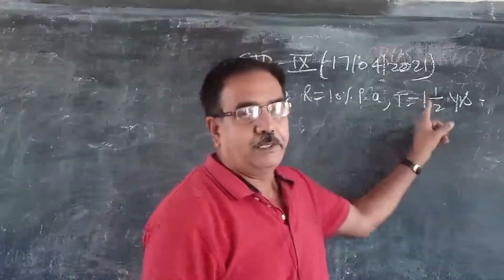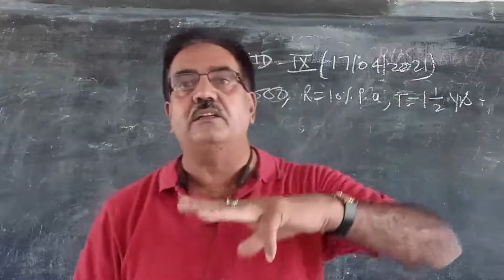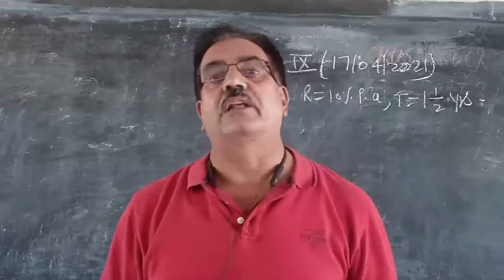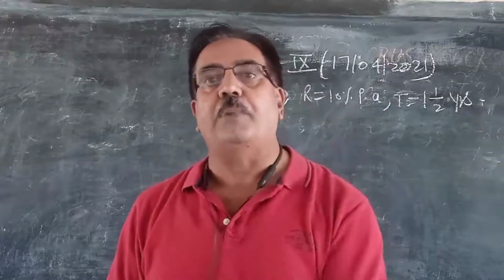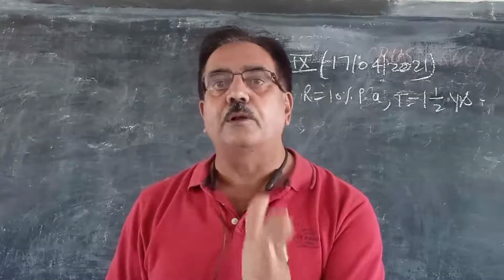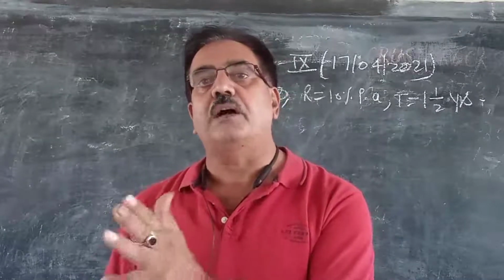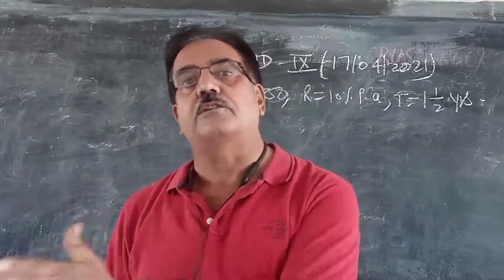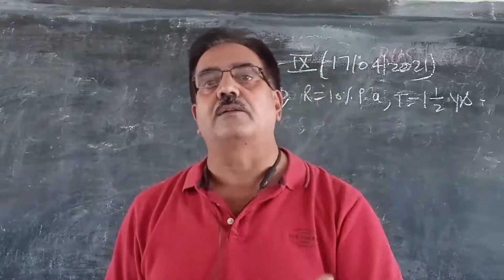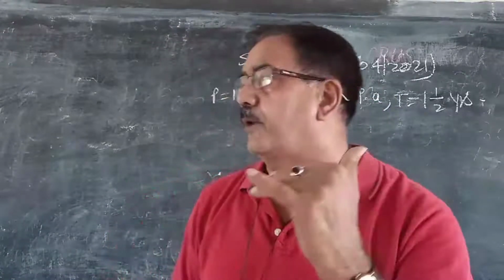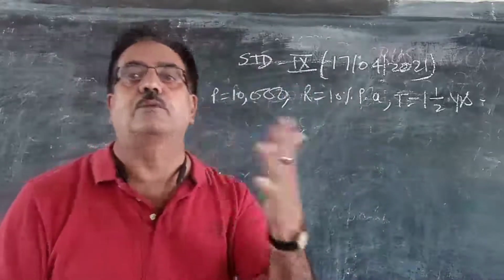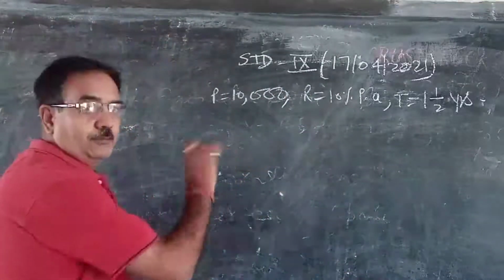So 1.5 years, how many 6 months are there? There are three 6 months in 1.5 years. So in 3 parts, one 6 months, one part, another 6 months, second part, and last 6 months, third part. We will solve the question by using the formula of simple interest one by one. So now I am solving.